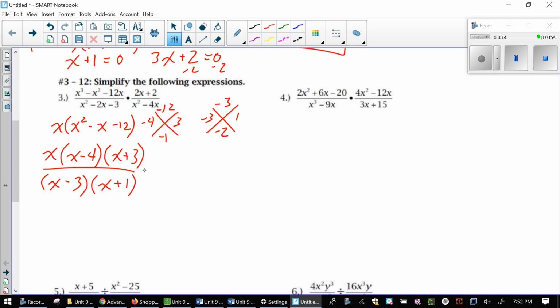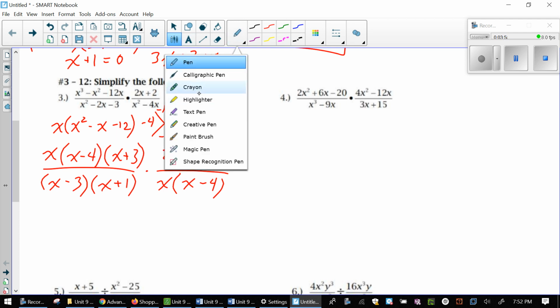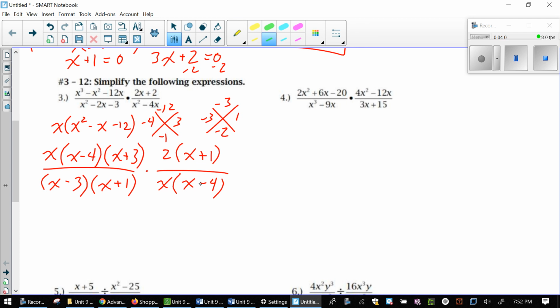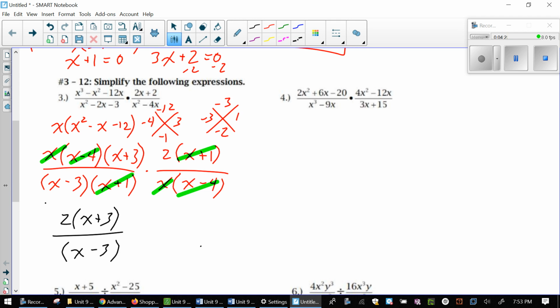All right, so let's just keep going straight across the top. Factor this guy, pull out a 2, we get x plus 1. And on the bottom, we can pull out an x, and we get x minus 4. So now all we're looking for is what's the same on the top and the bottom, and we can start canceling these things out. So let's see, we can cancel out x minus 4, x minus 4, x plus 1, x plus 1, x cancels with x, and that looks good. So what we have left then is, on the top, 2 times x plus 3, and on the bottom we have x minus 3. Voila.